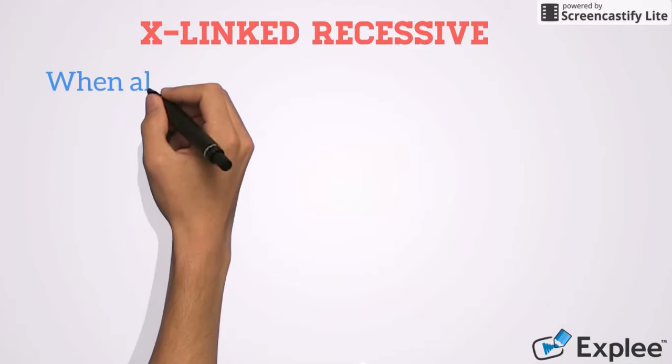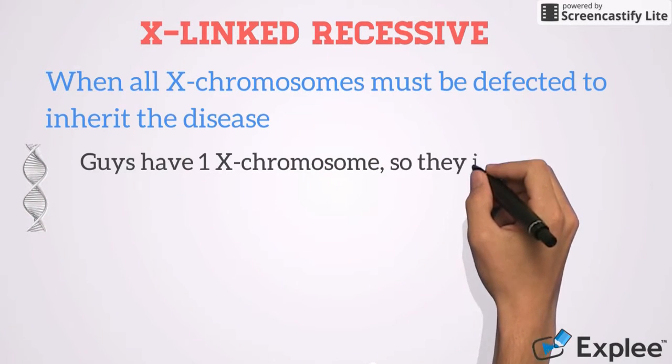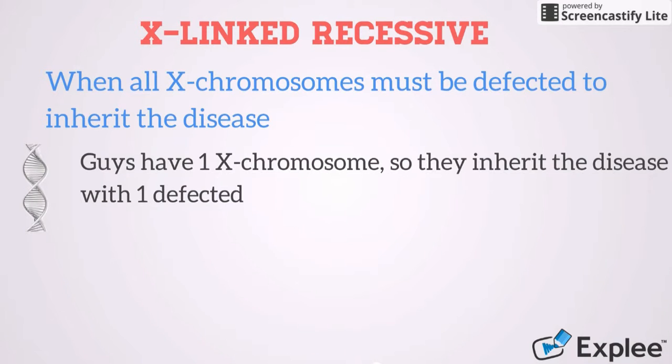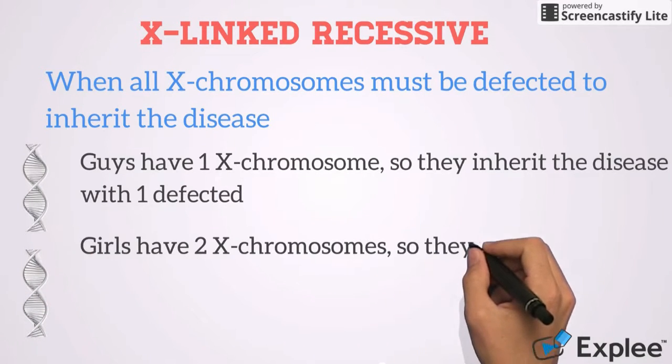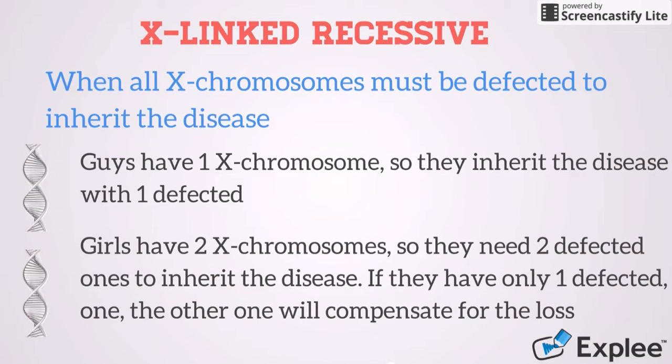X-linked recessive is when all X chromosomes must be defective to inherit the disease. Guys have one X chromosome, so they inherit the disease with one defective. Girls have two X chromosomes, so they need two defective ones to inherit the disease. If they have only one defective one, their other one will compensate for the loss.